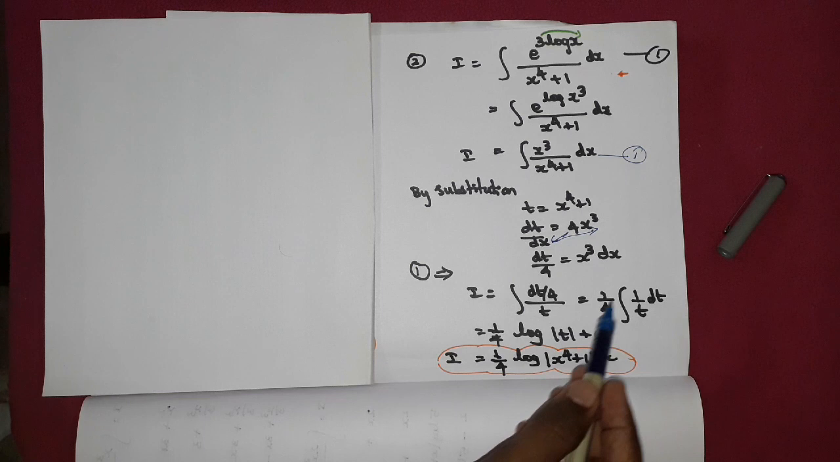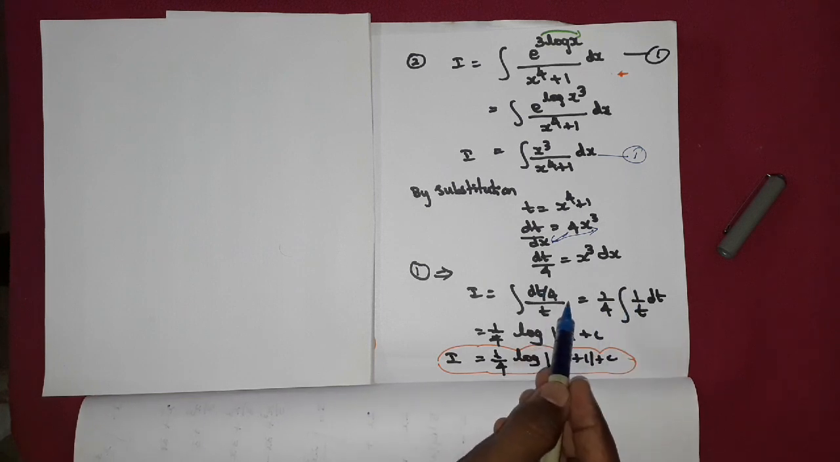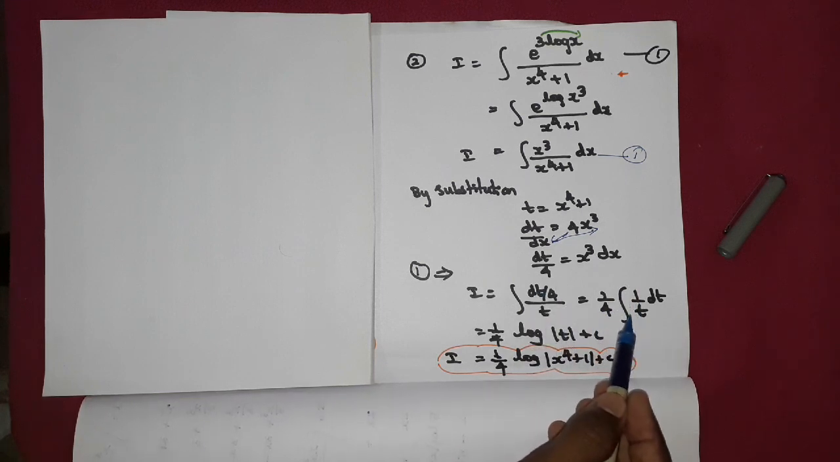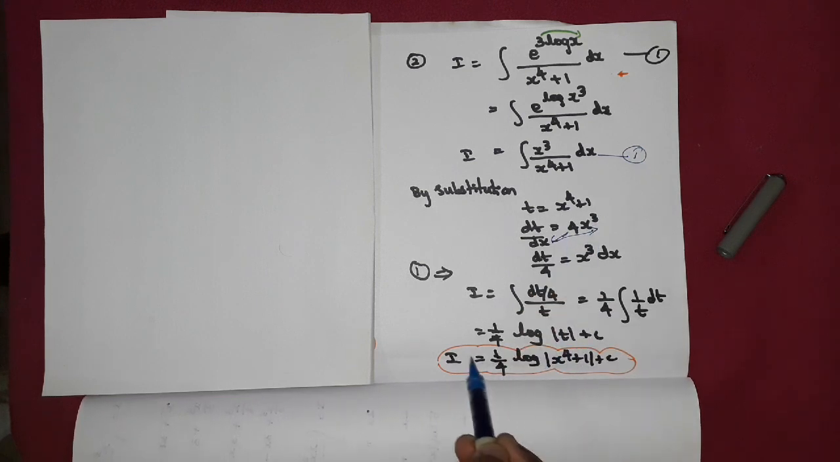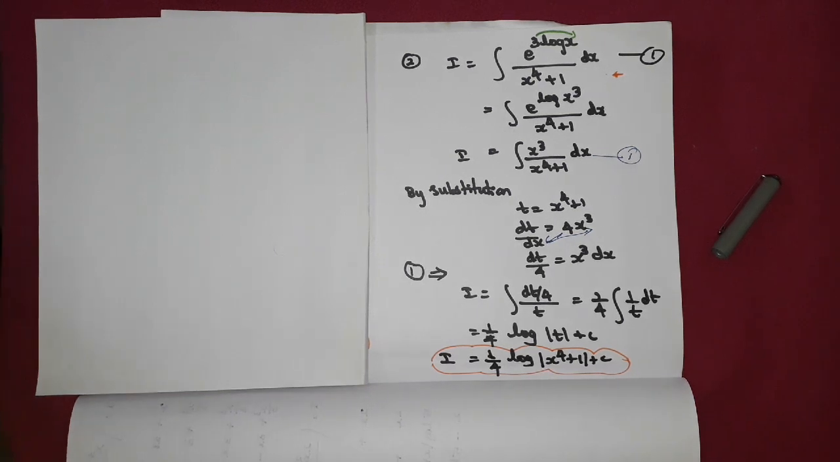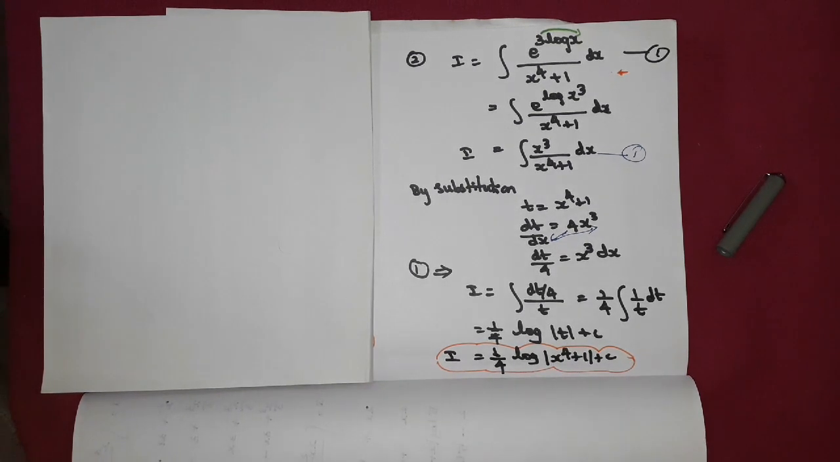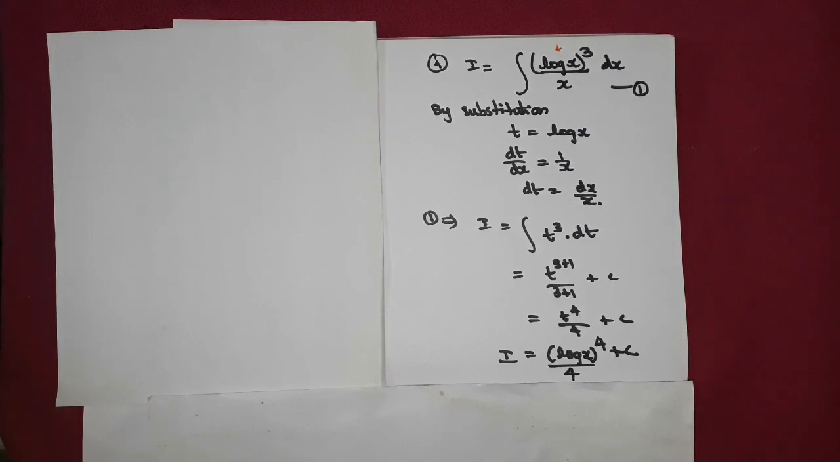So 1 by 4 has come out. Integral, the dt I am going to keep away. So 1 by t will be there. When you integrate 1 by t, we get log t. Right? So t is nothing but x power 4 plus 1. So that is applied. So the answer is 1 by 4 into log of modulus x power 4 plus 1 plus c. Now sum number 4 we are going to see.